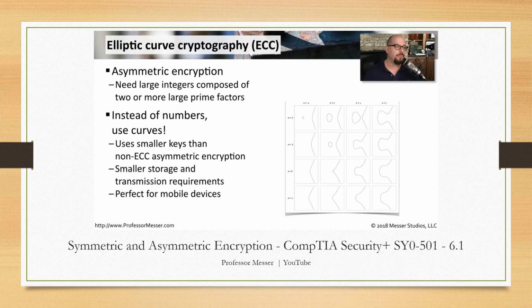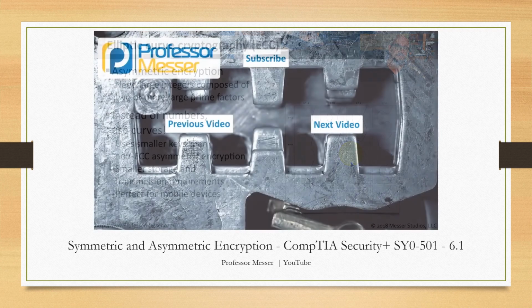In that case, we may want to use elliptic curve cryptography, or ECC. Instead of using those large prime numbers, we can instead use curves to be able to create asymmetric encryption. This uses smaller key sizes for the same amount of security, and it has a smaller storage and transmission requirement than traditional asymmetric encryption.